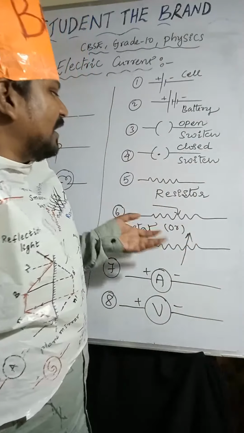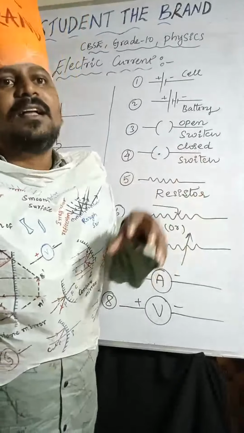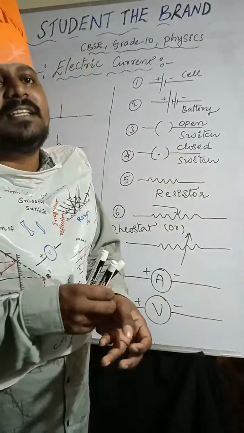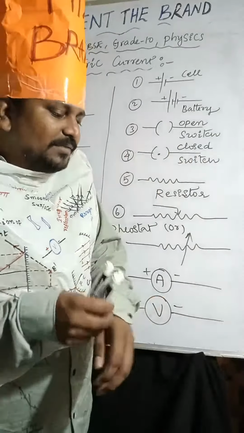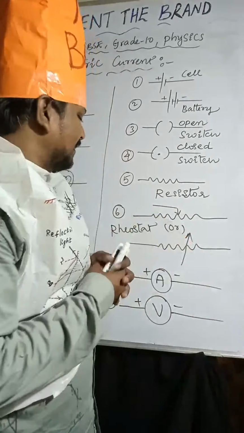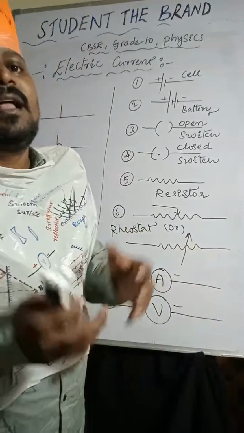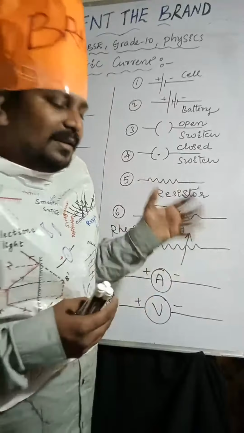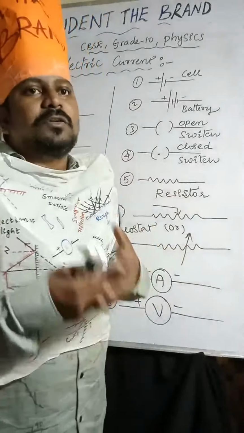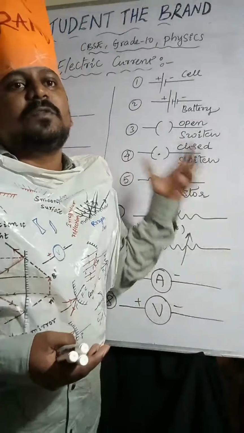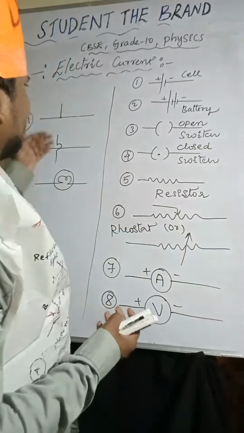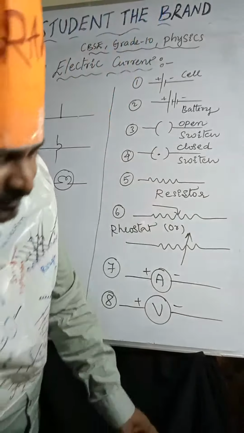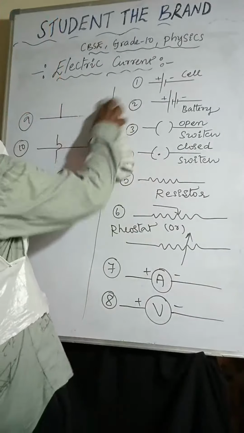Rheostat is a device which is used to regulate the current without changing the voltage source. Coming to the ammeter, it is used to measure the electric current in the circuit. Voltmeter is used to measure the potential difference in the circuit. Okay, I hope it is very clear. Wire joining, wire crossing, and bulb. So this is about electrical appliances.